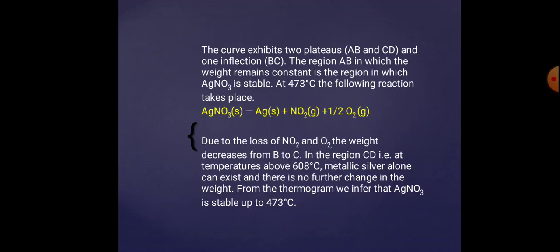Ag in a solid phase remains. And now when you are heating above 608 degrees Celsius, simple Ag in a solid phase remains, which is quite constant and stable, due to which there is no loss of any gas and no loss of any weight of that compound. Hence, before 473 degrees Celsius, AgNO3 is stable and maintains its weight.